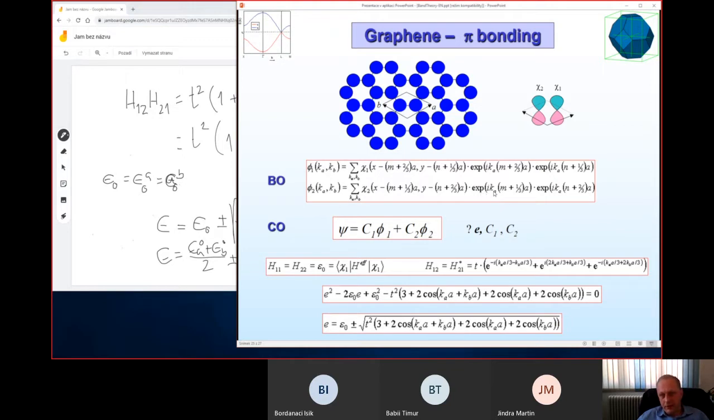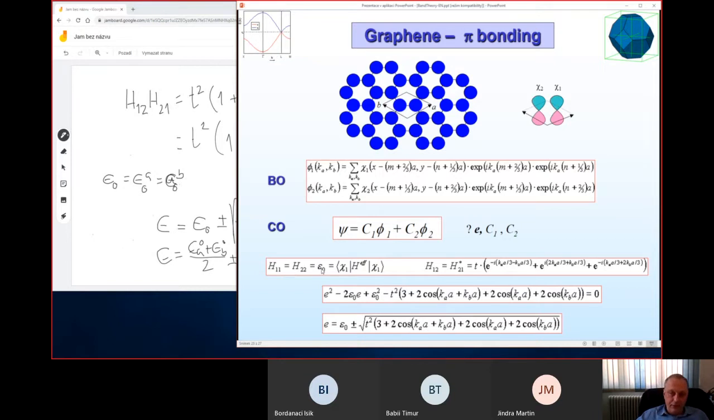Which is probably a mistake here. There should be Kb here, Ka here, and Kb here. But now these 2 Bloch orbitals are combined, forming the linear combination of the crystal orbitals. And again, we don't know the energy, and for each energy we don't know the coefficients C1 and C2. So we again have to evaluate the matrix elements.